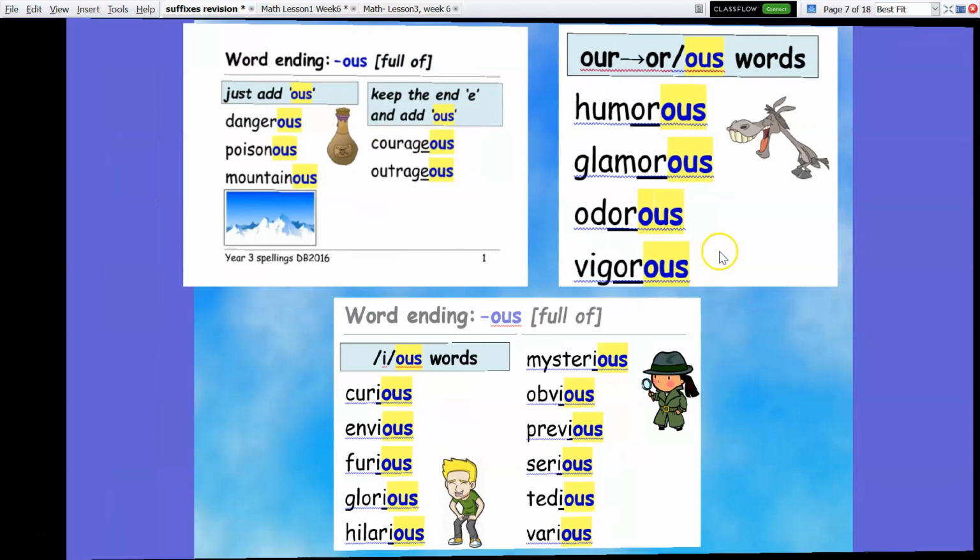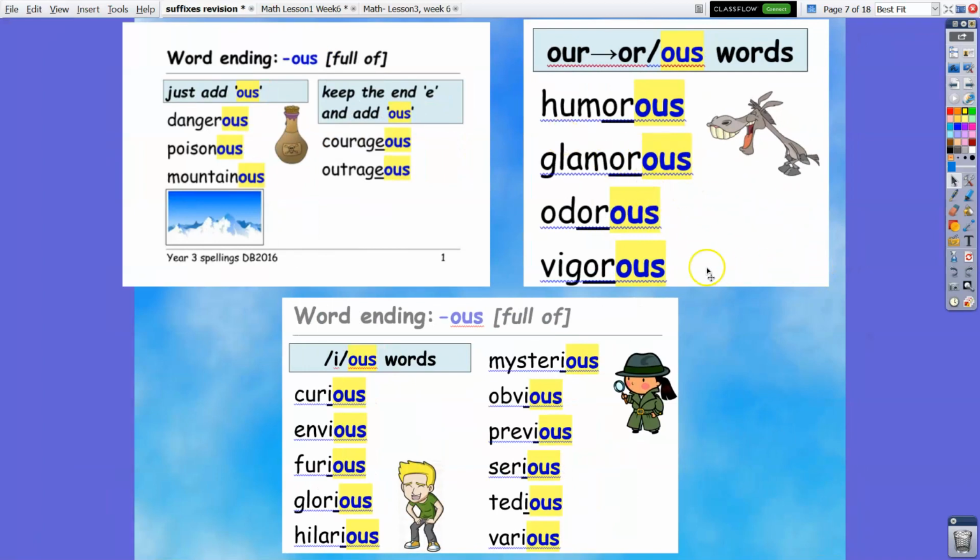Here are other rules for the vowel sounds. But before that, let's see the examples for the words that have the ous suffix.